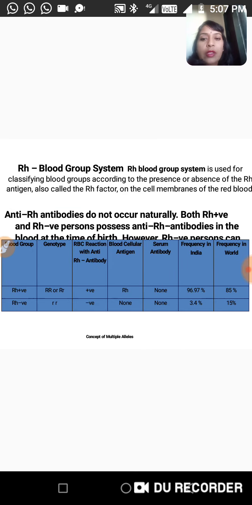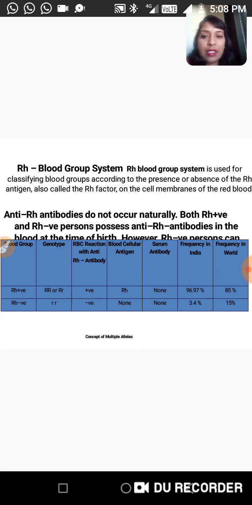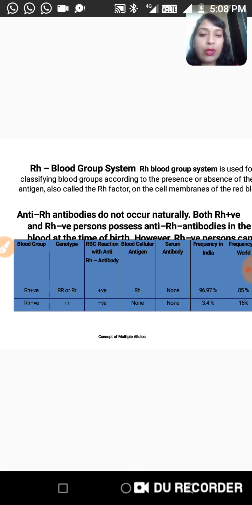Now there is one more example, that is the Rh blood group system. The Rh blood group system is used for classifying blood according to the presence or absence of the Rh antigen. Now what is the Rh antigen? Rh antigen is nothing but the rhesus monkey factor, and that rhesus monkey factor defines your blood group either in a positive way or in a negative way.